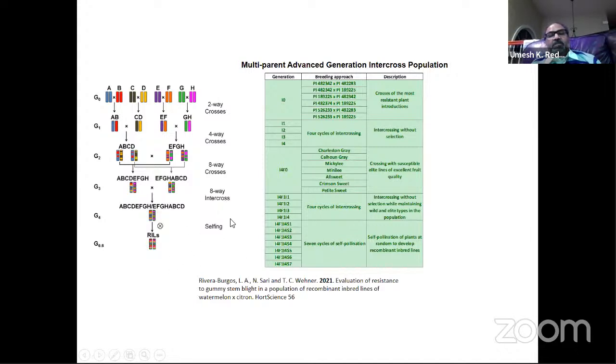Okay, so this kind of building mapping populations is a huge job. It requires a lot of discipline. Very experienced and talented plant breeders can take these materials to this stage. One PhD student created this population in Todd Wehner's lab.